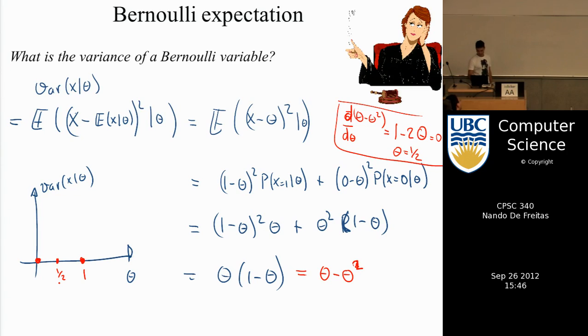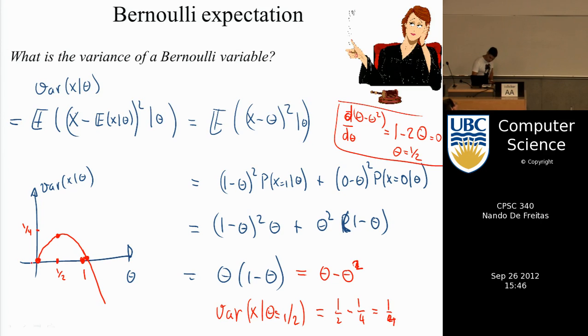If I plug a half here, the variance of x given theta equal to a half will be equal to a half minus a half squared, which is a quarter. That's 2/4 minus a quarter, that's a quarter. Okay, so we have this parabola. Now, what does this mean intuitively?